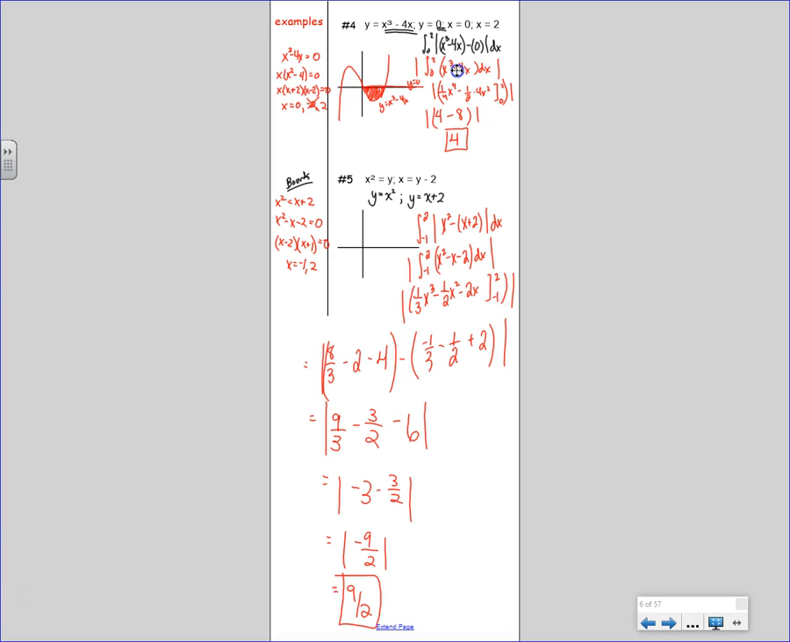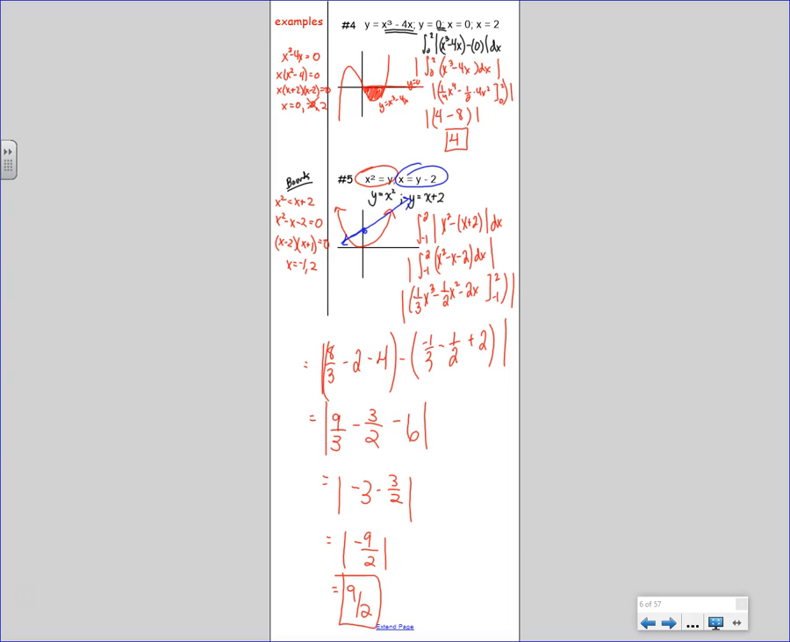Do we even have a picture? No. Could we have gotten a picture? Yes. Turns out that my x squared was not the top. My x squared was the bottom. But if you think about a parabola, that might make sense why the x squared was on bottom, and the line would have been on top.